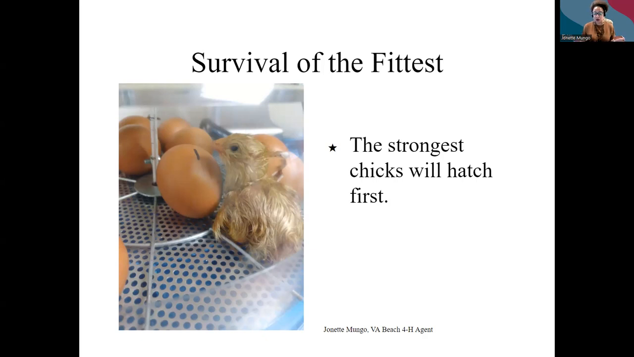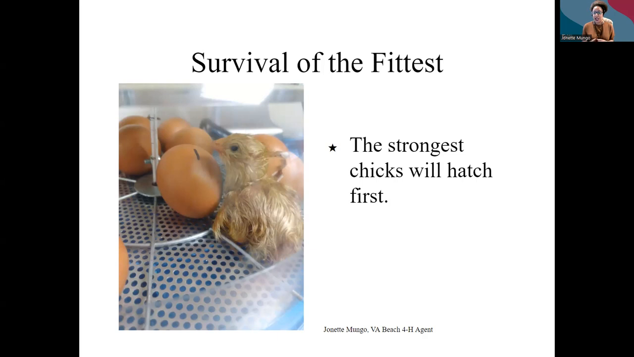So our chicks do not go to be killed. They do go to two local family run farms, and we split them in half between the two farms, and they are raised for egg production. All of our eggs that come from the hatchery are very big egg producers. So when you go to a restaurant here in Virginia Beach and you see fresh local eggs, keep in mind that these farms are literally supplying eggs to our restaurants right here. So our project is helping with the Virginia Beach food system.